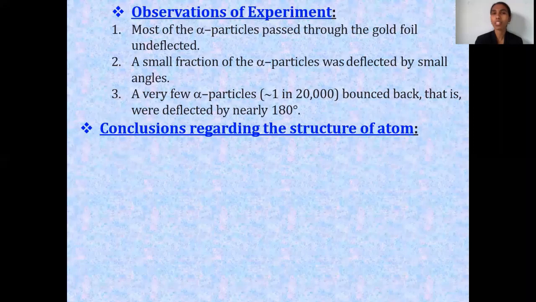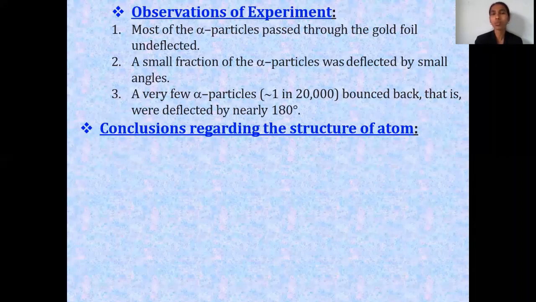Then second observation is that a small fraction of the alpha particles was deflected by a small angle. अगदी थोडे अल्फा पार्टिकल काय झाले तर अगदी थोड्या स्मॉल अँगलनं डिफ्लेक्ट झाले. And third observation is that a very few alpha particles, approximately 1 in 20,000, अगदी कमी पार्टिकल्स काय झाले बाउन्स बॅक, that is deflected by nearly 180 degree angle. म्हणजे पूर्णपणे परत फिरले 180 डिग्री मध्ये ते काय झाले डिफ्लेक्ट झाले.